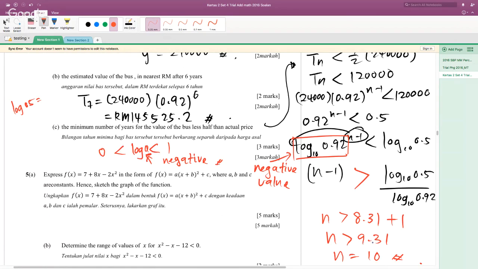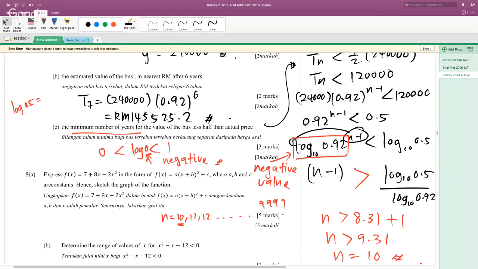Why will I use 10? Because the question asks about the minimum number of years. If n must be bigger than 9.31, I can have any number. I can have 10, I can have 11, I can have 12 until infinity. But then the question wants the minimum number. So among here, the minimum number is 10. I will not choose 11, 12, or even go until infinity, 99999 years. But I want a minimum number, so which is 10.